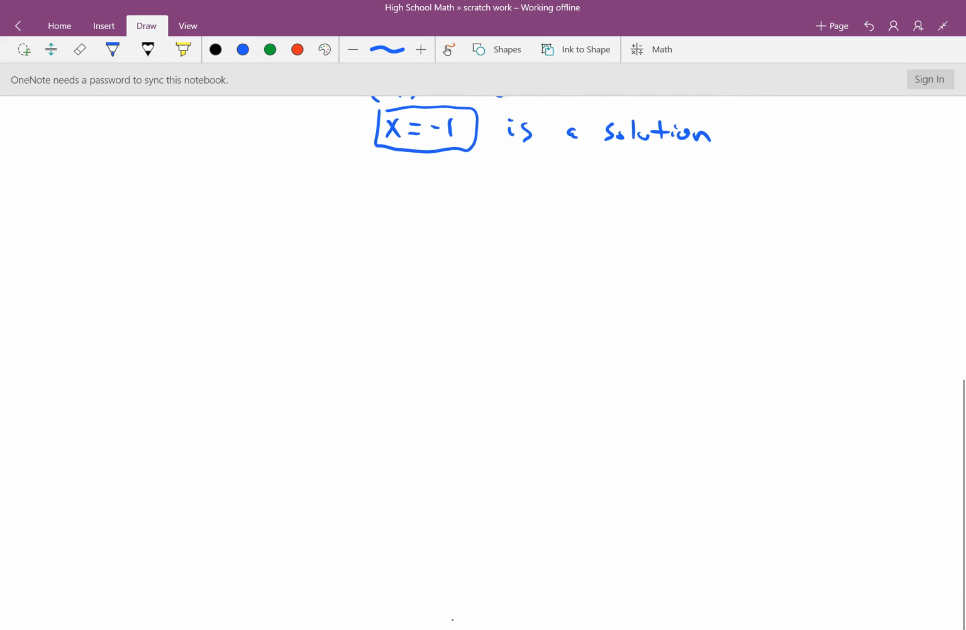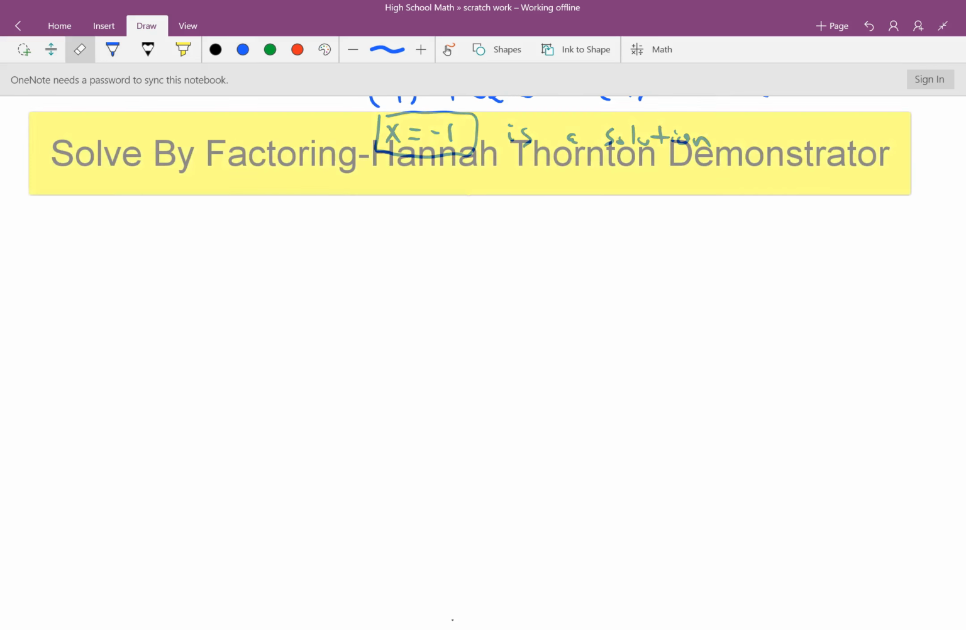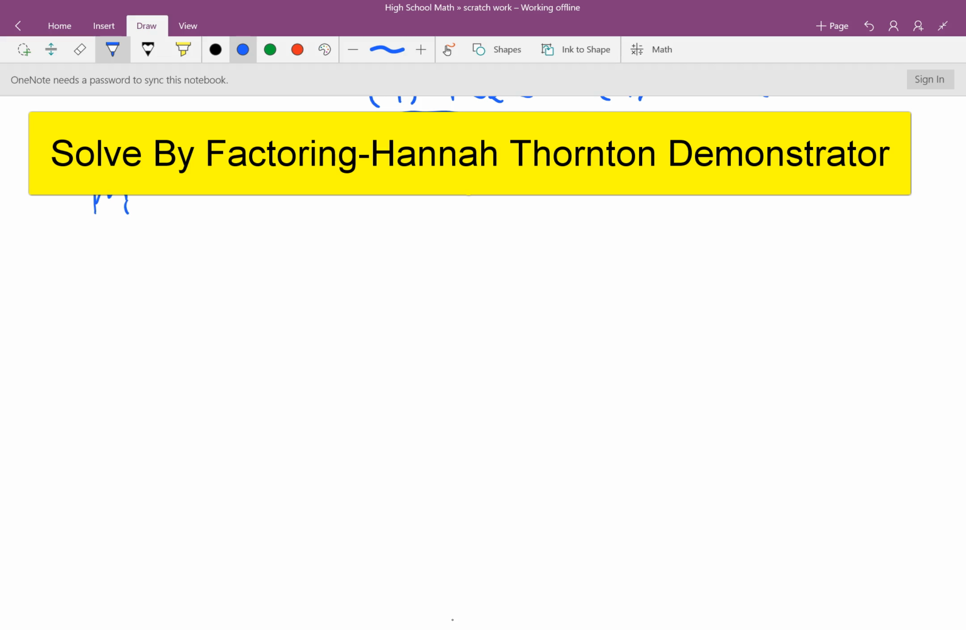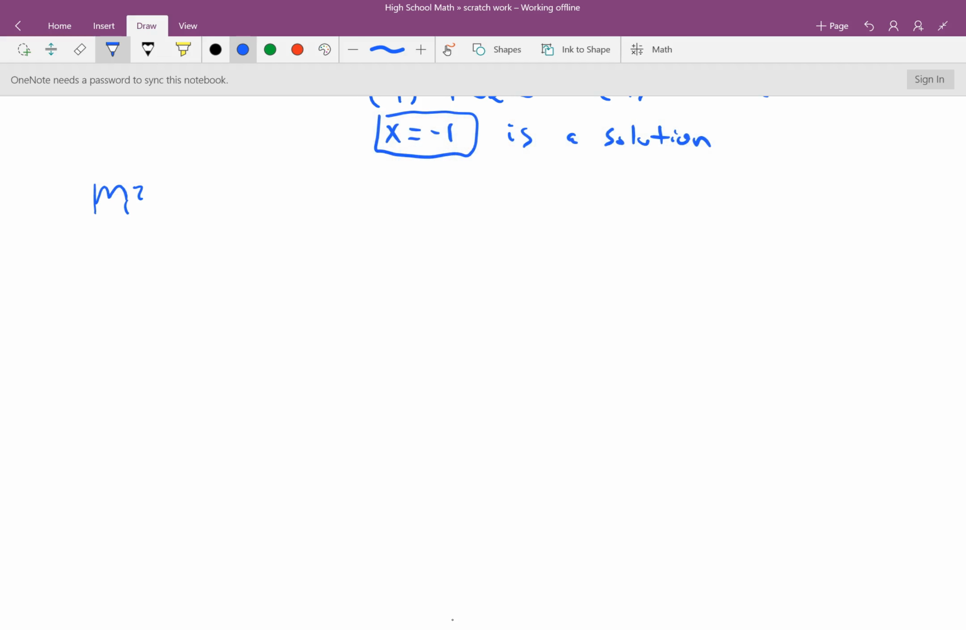So the next method. What am I doing? Setting the equation to 0. Okay, what's the equation? M squared plus 22 equals negative 23m. It's minus when there's a number in front. It's negative when there's not. So explain that. What are you doing? Setting the equation equal to 0.